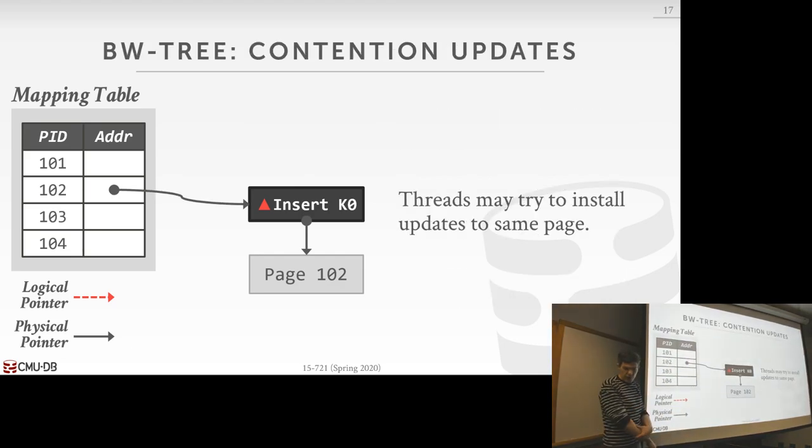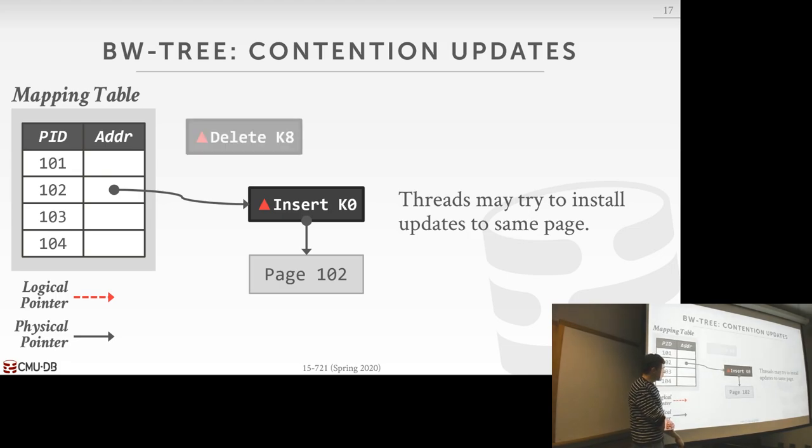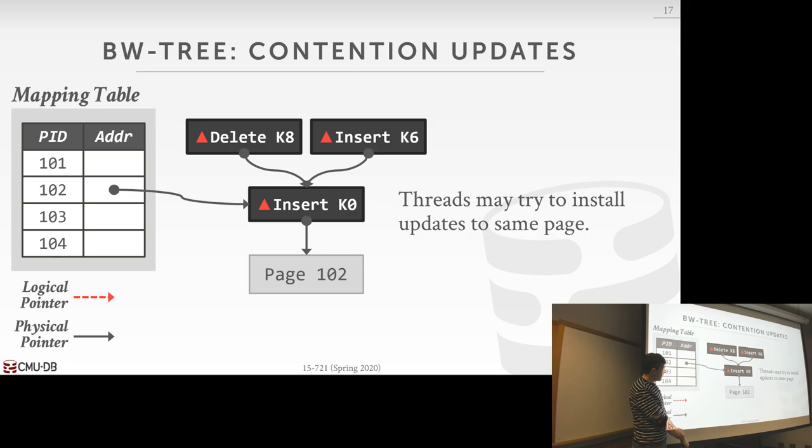All right, so let's handle his problem. So now we're back here. We've installed a delta record for inserting key 0. And now I have two threads that are going to try to install two delta records at the exact same time. So two threads are inside the index, and they say, oh, I need to perform an operation, and this is the base page I want to perform my operation on. The first guy wants to delete key 8. The second guy wants to delete key 6. So what's going to happen here? How do we install these updates?